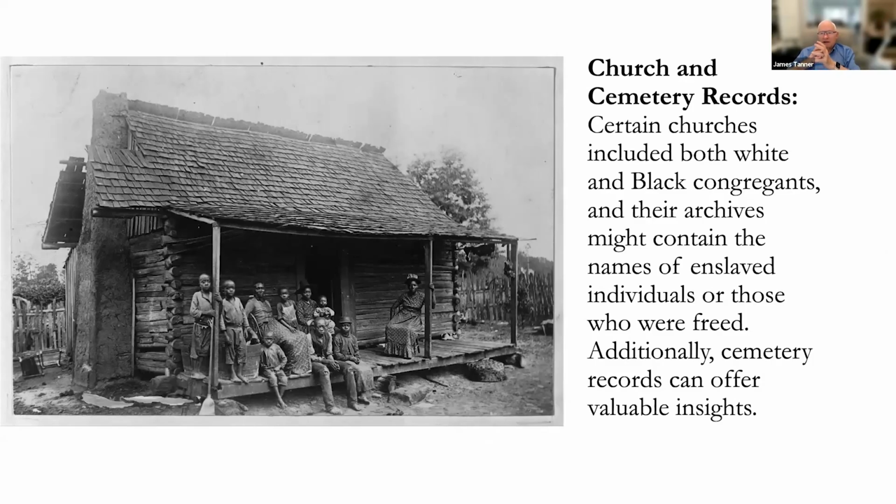Church and cemetery records include both white and black congregants, and they're in the archives. Surprisingly, this is not commonly known among genealogists, because when I mention it, people are always amazed. The churches have archives. Obviously, the Church of Jesus Christ of Latter-day Saints has a huge archive in FamilySearch and in the church archives, the church library. Other churches do too.